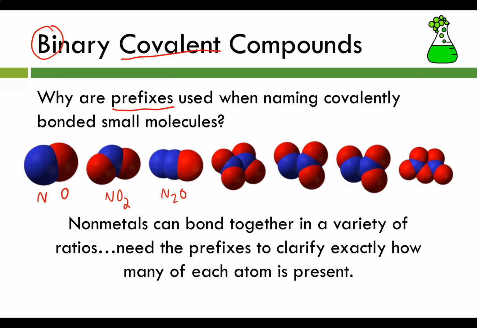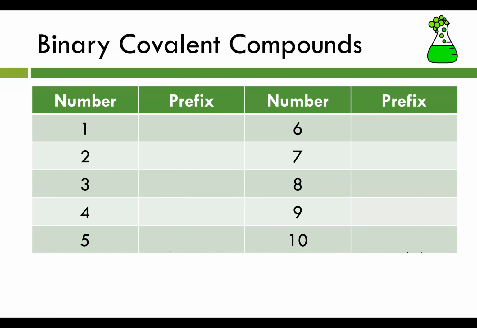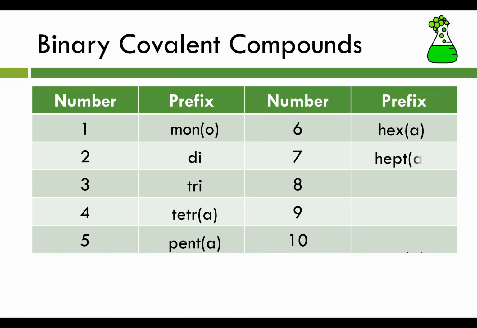Let's quickly review the prefixes. All right, we won't give you anything over 10 of the same atom bonded, so we don't need any prefixes above 10. 1, mono, 2, di, 3 is tri, 4, tetra, 5, penta, 6, hexa, 7 is hepta, 8, octa, 9, nona, and 10 is deca.